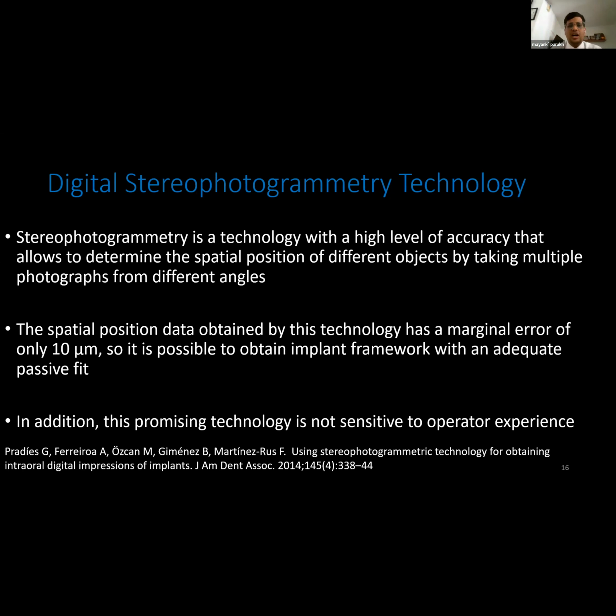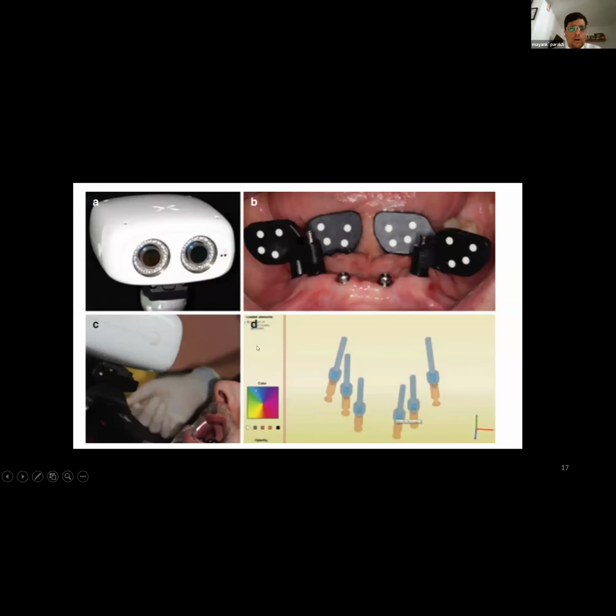The most important advantage of this technology is that it is very user friendly and is not sensitive to operator experience. So this is how this technology works. This technology can only be used for a full mouth implant case using multiple implant prosthesis.